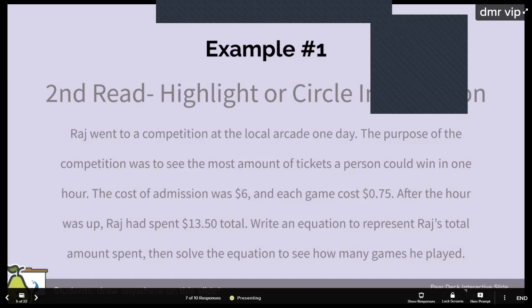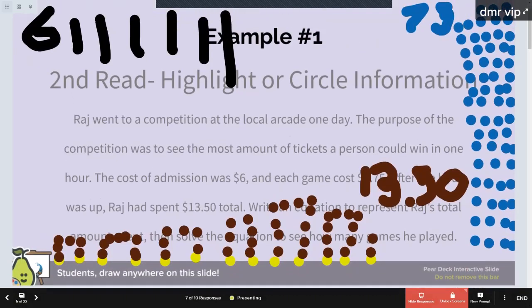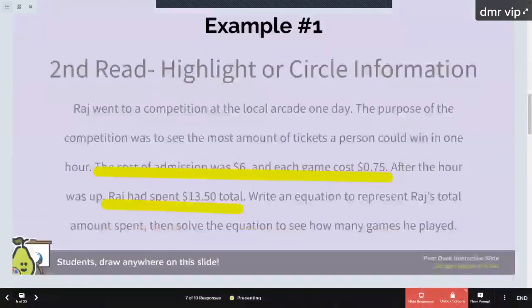So let's take a look at what we got. All right, well, this is lovely, but not very informational. All right, so this part is good for the context. The most amount of tickets a person could win in 1 hour. Well, that's true for context. It's not really important mathematical information. Cost of admission is $6. That's perfect. Each game costs 75 cents and $13.50 total. Those are all really good things, so good job on those. Yep. Those are good things.